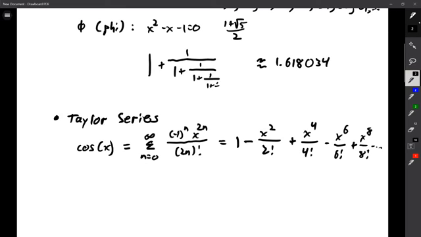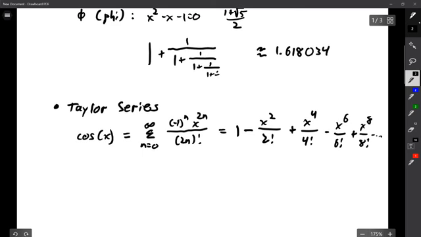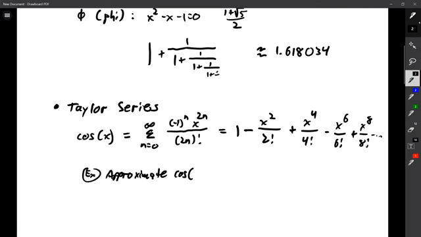So one application that this serves is if you wanted to approximate something like the cosine of. Now the assumption here is that we're dealing with radians. Approximate the cosine of 2.